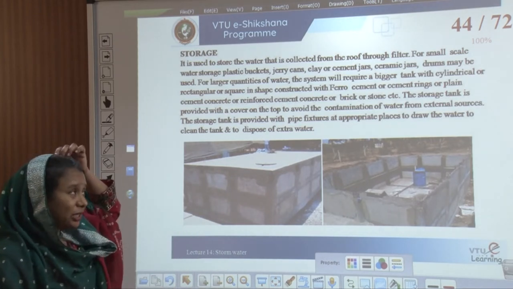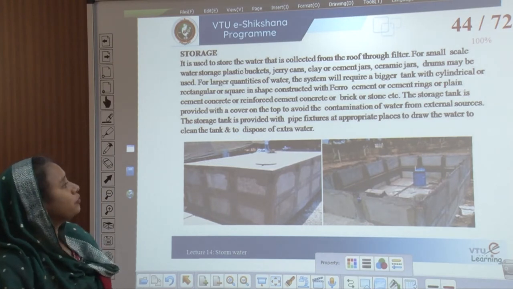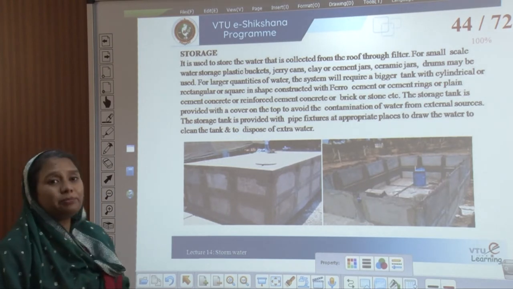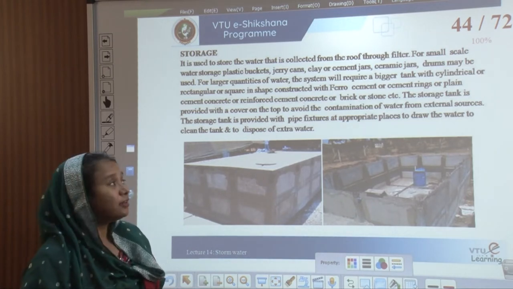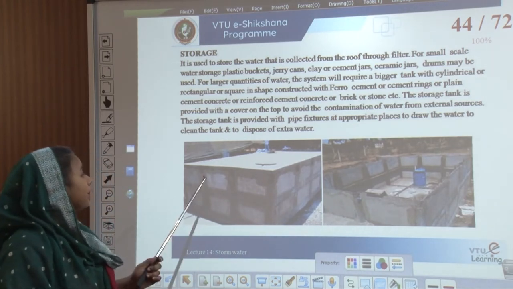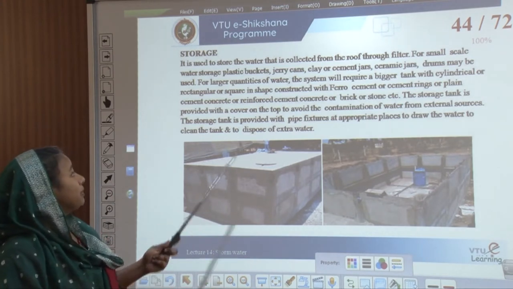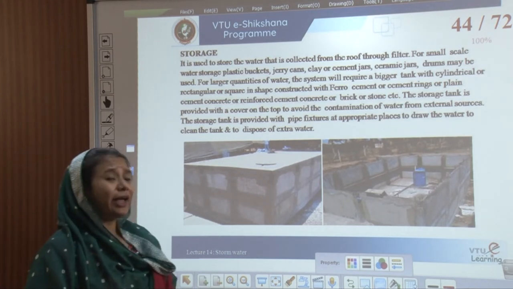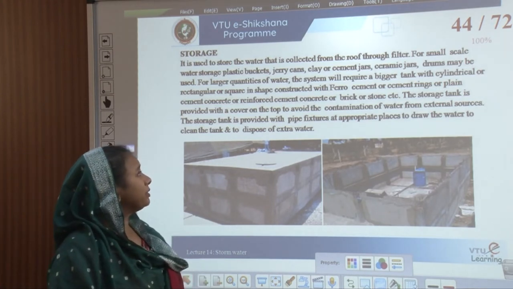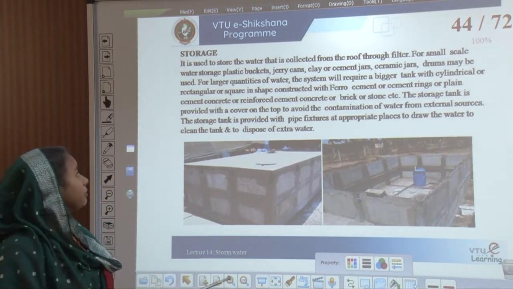Now these storage cabins are places where water is collected from all the roofs and stored for further usage. The scale could vary depending on the sizes and the usage. Some people use larger storage tanks, some use only plastic buckets and jerry cans. Others actually design a clay or a cement jar or a ceramic jar, and certain people also use drums.